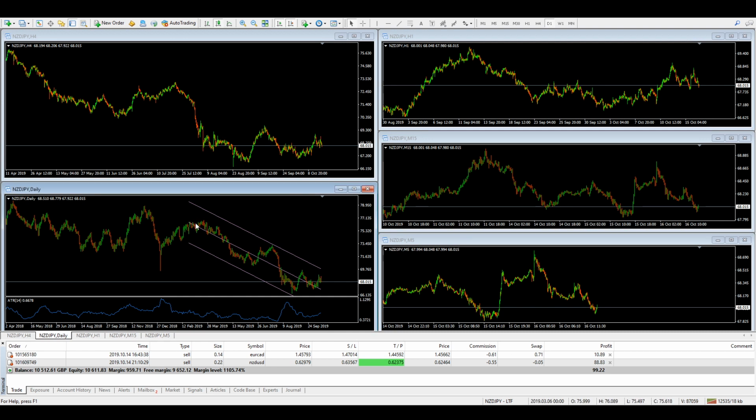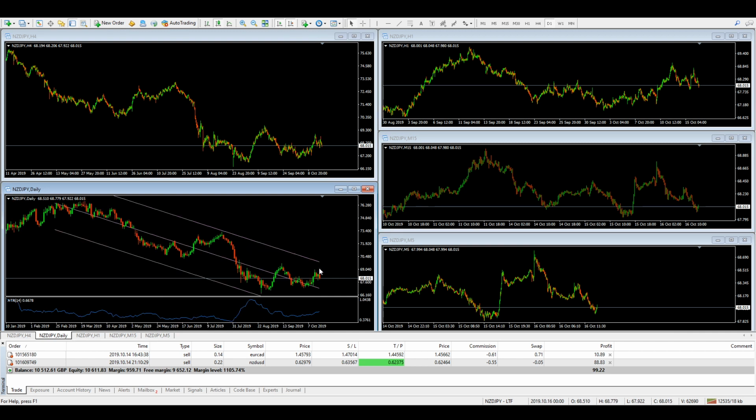NZDJPY, bearish overall. Not much clarity. Well, this is okay price action, but in this downtrend, I'd want it to be interacting, as I've said before, with these previous edges here in the standard deviation, the upper edge. There's better stuff out there.